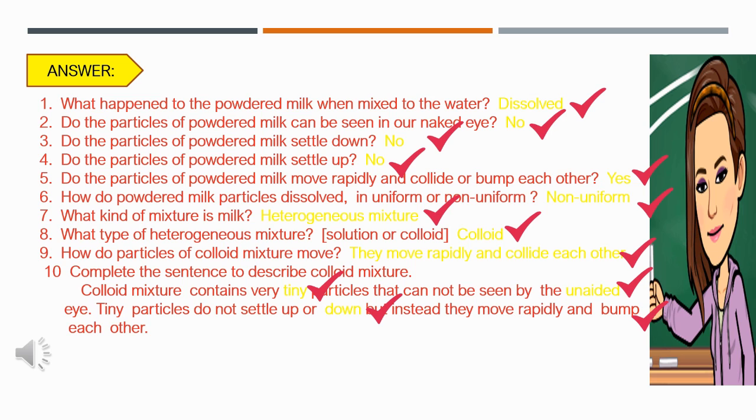In number 10. Colloid mixture contains very tiny, correct, particles that cannot be seen by the unaided eye. Check. Tiny particles do not settle up or down, check. But instead, they move rapidly and bump, correct. They bump each other. Congratulations again!